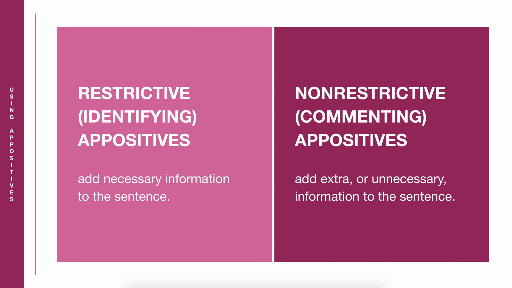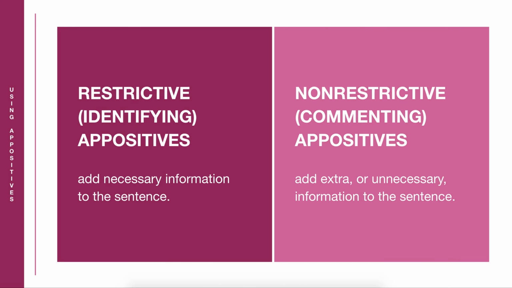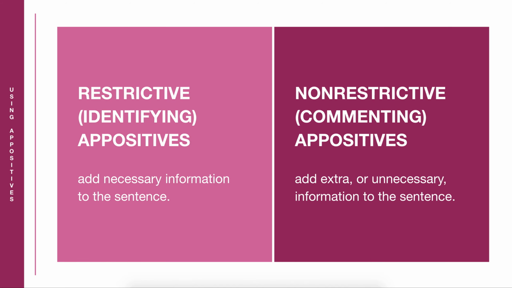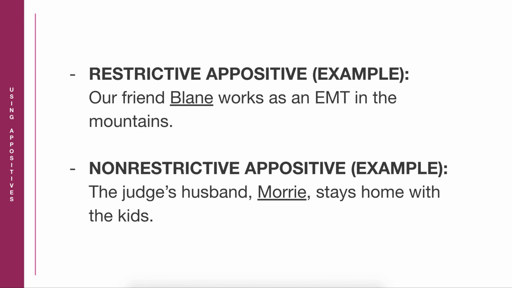Now, the difference between restrictive and non-restrictive is going to be very important to us when we talk about punctuation. So it's important that you remember that restrictive means that it's necessary information. Non-restrictive means that it is extra or unnecessary information. Here are some examples. A restrictive appositive, so an appositive that conveys information that is necessary to the sentence, is: our friend Blaine works as an EMT in the mountains.